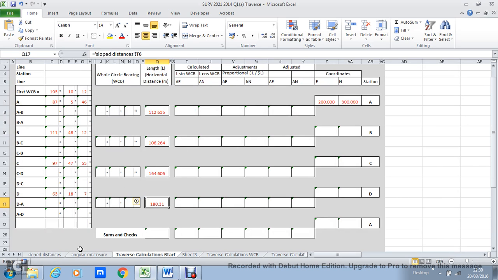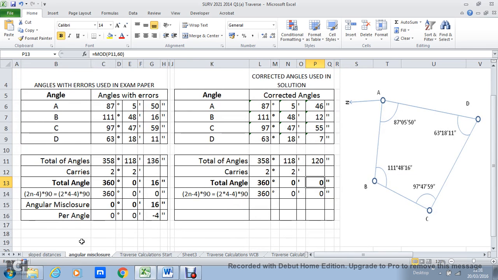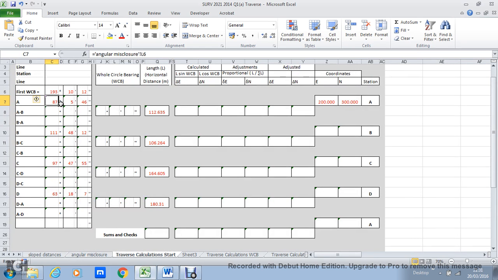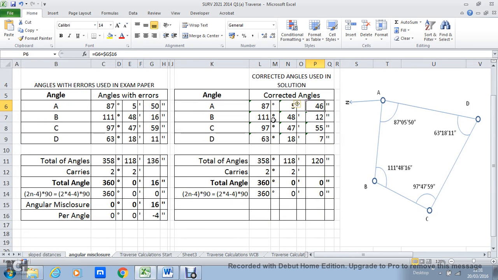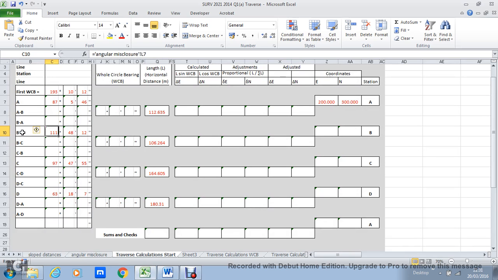Then for the angular misclosure, first of all we have our initial value, which is the bearing from the line A to D, and that's given as 193 degrees, 10 minutes and 12 seconds. And then we have the angles corrected for angular misclosure. The angle at A is 87.0546, so I place that in here beside the symbol A. The corrected angle for B is 111.4812. That comes into this row here for angle B.